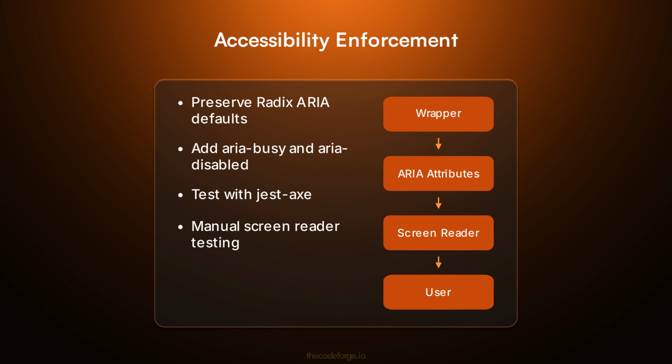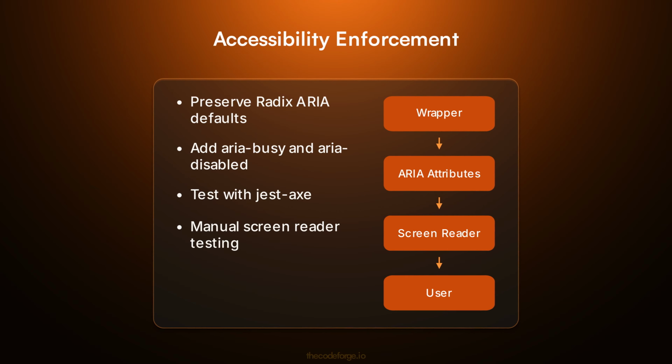Your wrapper layer can break accessibility by overriding ARIA attributes. Every wrapper must preserve the accessibility guarantees of the underlying Radix primitive. Add automated tests with jest-axe and manual testing with screen readers.